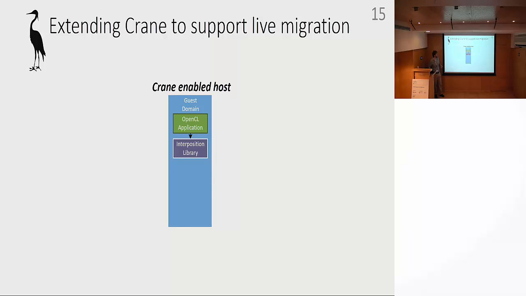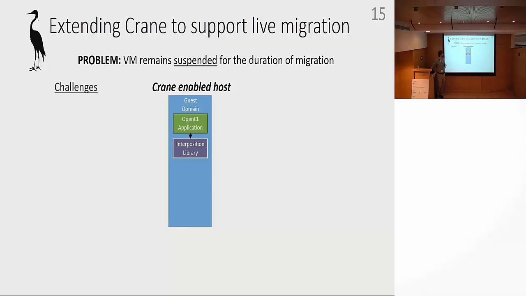So how do we support live migration? What is the problem with stop and copy migration? The problem is the VM is suspended for the duration of migration. So we'd like to continue using the GPU as we're migrating.